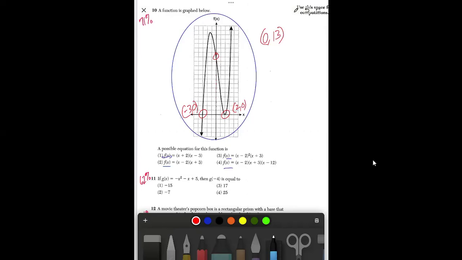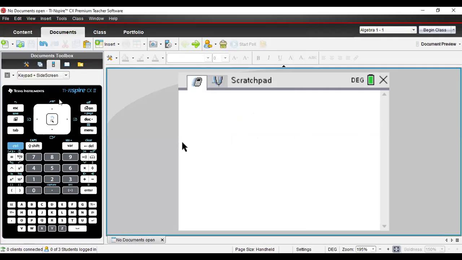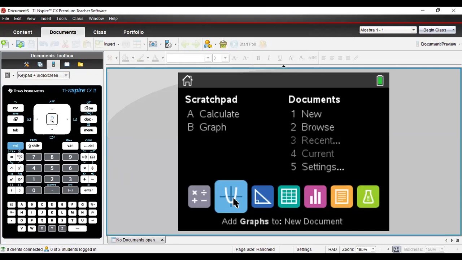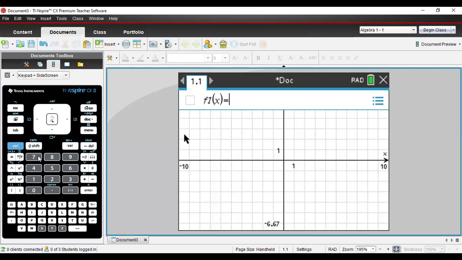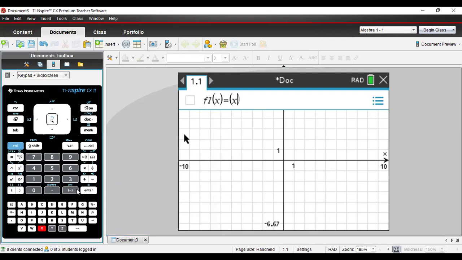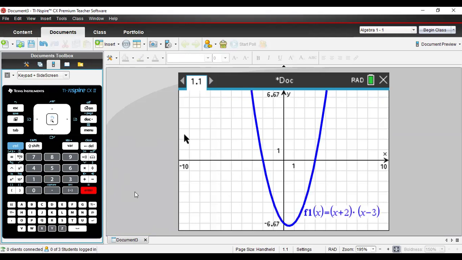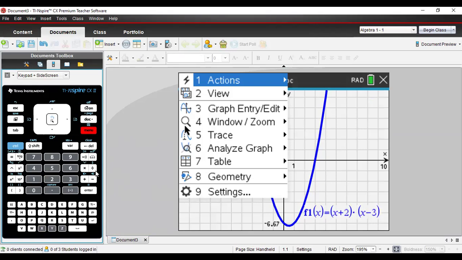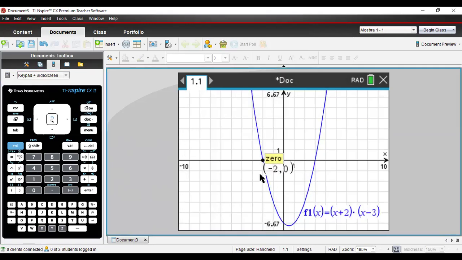So let's go get the calculator and let's start graphing. All right, so I'm going to put in my first graph. It's going to be x plus 2 times x minus 3. Press enter. Boom, it's a quadratic. Let's find the zeros. Menu, 61. All right, so here are the zeros. It's negative 2, 0. That doesn't match. It's supposed to be negative 3, 0. So we can stop there.